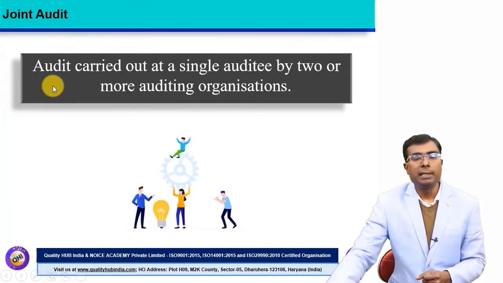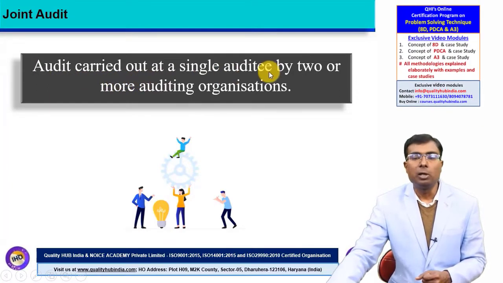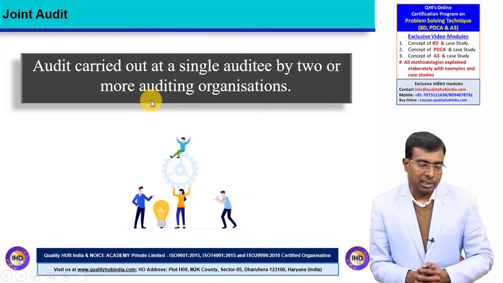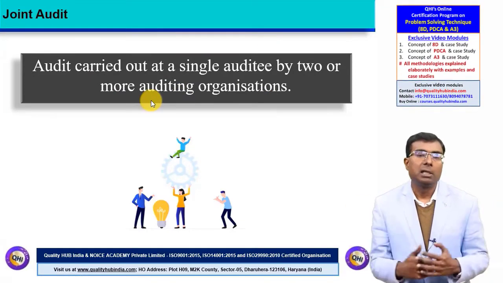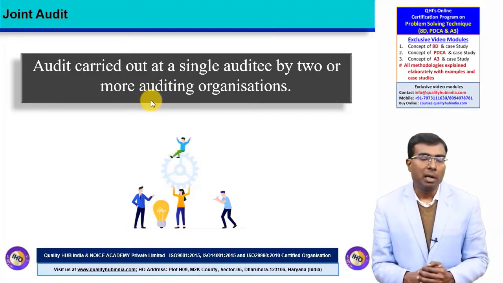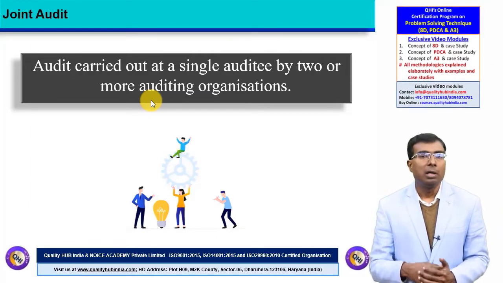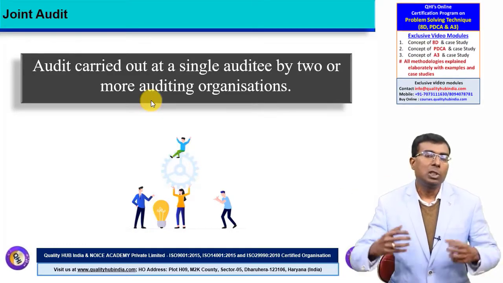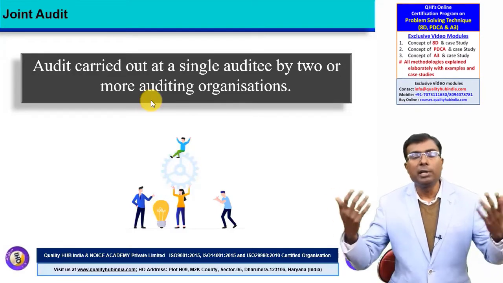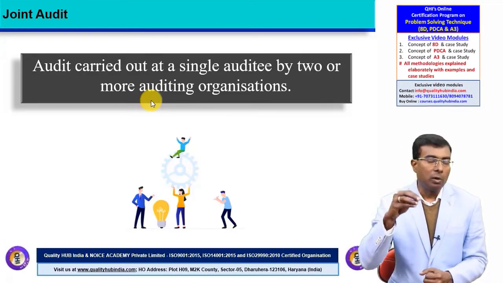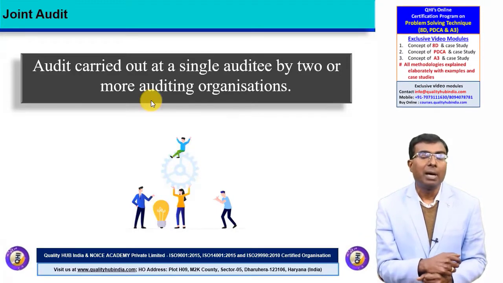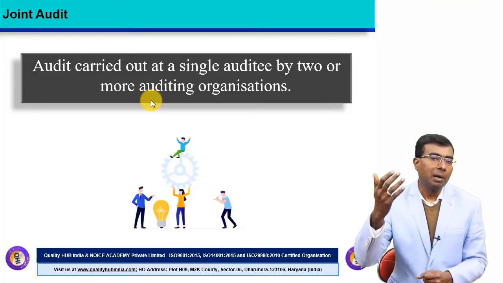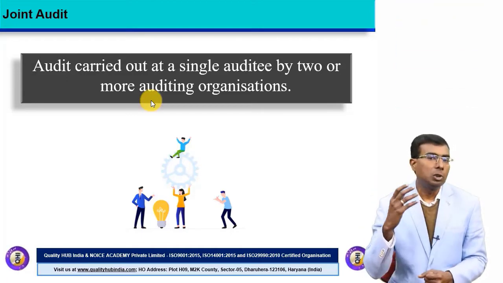Here the definition is an audit carried out at a single auditee by two or more auditing organizations. Let's say there is organization X, and there are two agencies, Y and Z. They have come together to conduct an audit, one on the quality management system and the other on the environmental management system. So this would be called a joint audit, because two auditing organizations have come together to conduct an audit on one auditee for multiple management systems. Here the auditee is one and there are multiple organizations who have come together for conducting the audit. That's why this is called a joint audit.